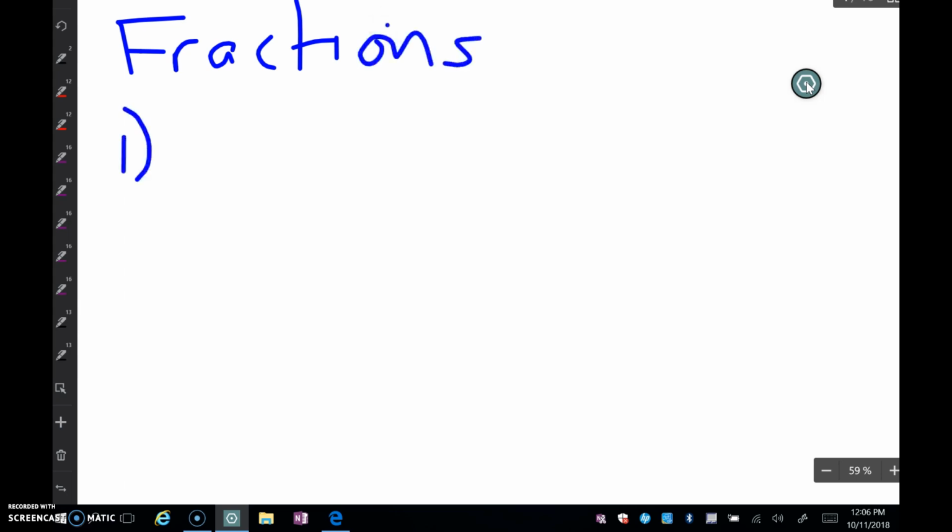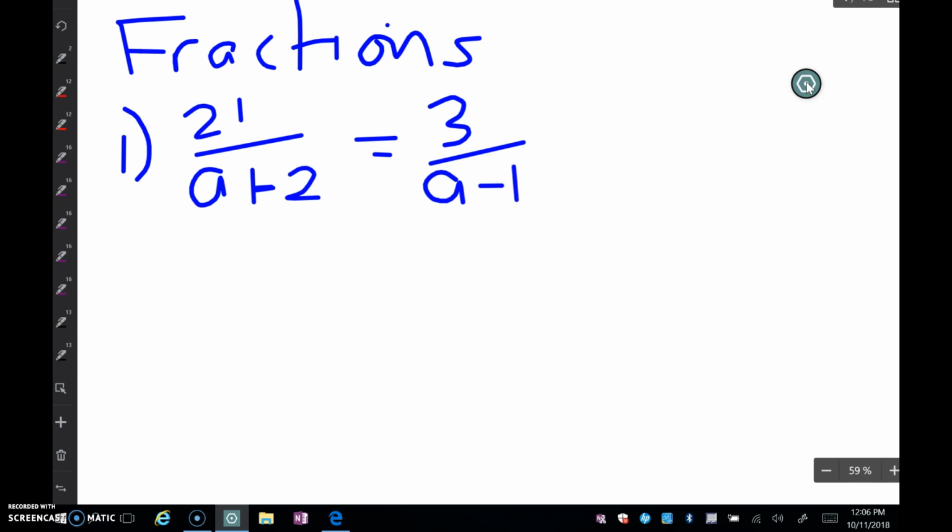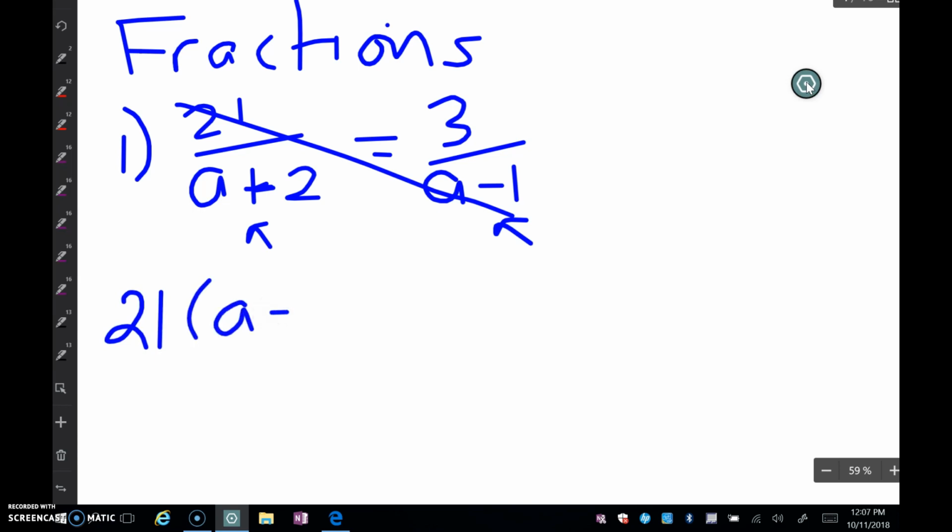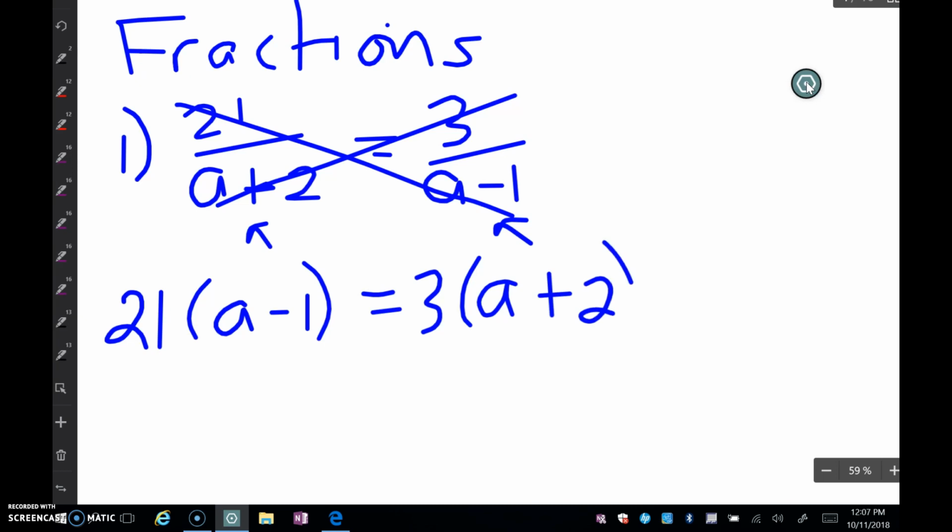The first one is this one, 21 over a plus 2 equals 3 over a minus 1. If you have two fractions and you can arrange it so you've got a fraction on the left and a fraction on the right, then the easiest way to do that problem is just to cross multiply. So I'm going to multiply this way. I'm going to do 21 times a minus 1, and set it equal to the product of 3 times a plus 2. And it's much easier if you can do that when you have two fractions to solve this equation.